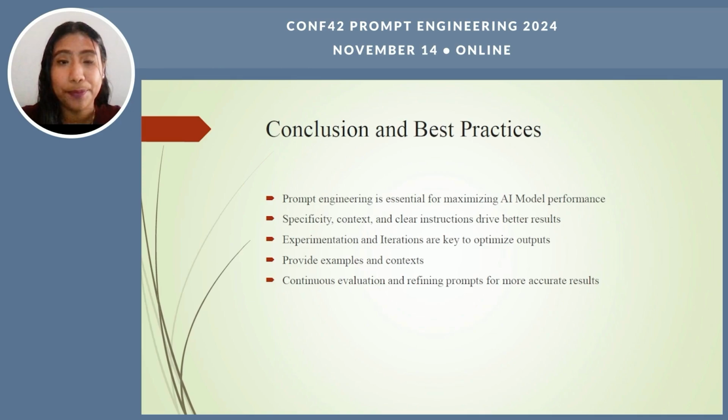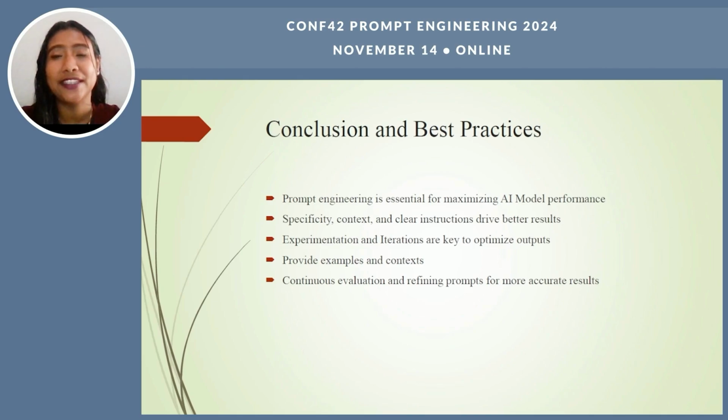Coming to the conclusion and best practices: prompt engineering is essential for maximizing AI model performance. Prompt engineering is one of the future items which technology people and every common man will be looking into. Specificity, context, and clear instructions will drive better results from an AI model. Experimentation and iteration are key to optimizing the outputs. Of course, we need to try multiple prompts instead of relying on a single response. We have to provide more and more examples and context on what we are thinking.